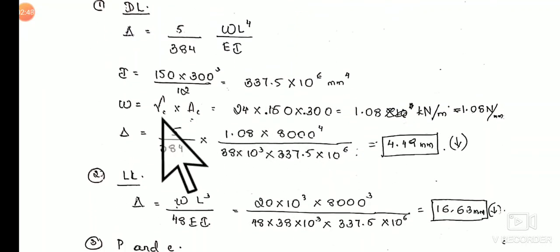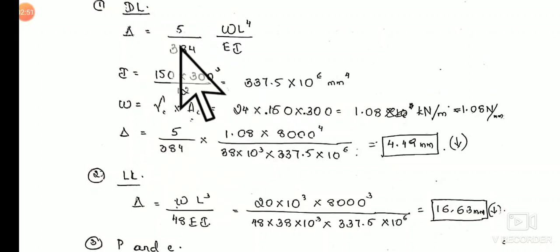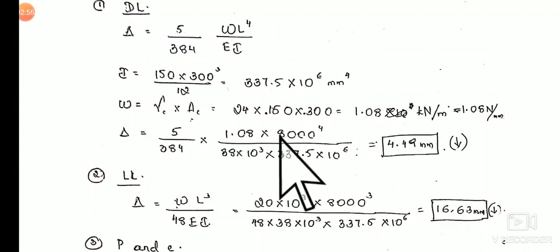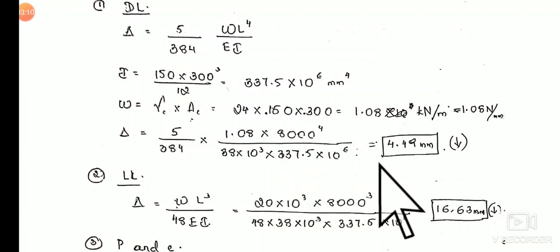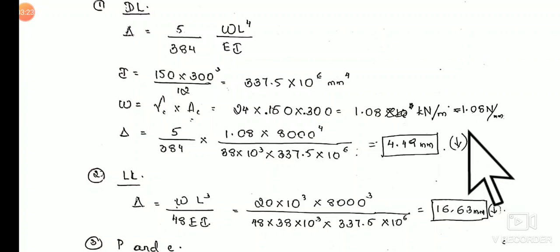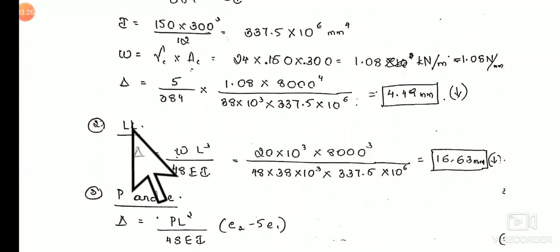Now the deflection due to dead load is given by substituting in this formula 5 by 384 W, 1.08 Newton per millimeter, into span 8000 whole raised to 4 divided by Young's modulus of concrete 38 into 10 raised to 3 into moment of inertia of the section 337.5 into 10 raised to 6. On simplification we are going to get the deflection due to dead load as 4.49 mm. This deflection due to dead load will be acting in the downward direction, hence we have to take it as positive.